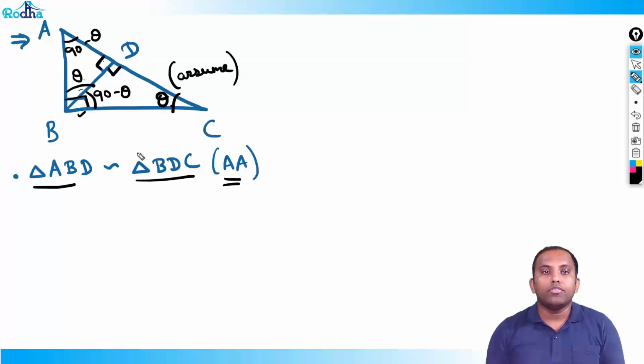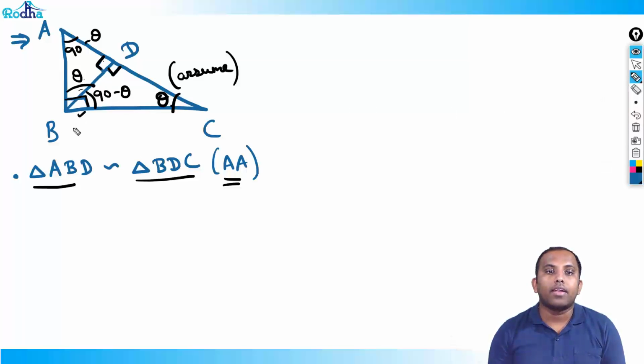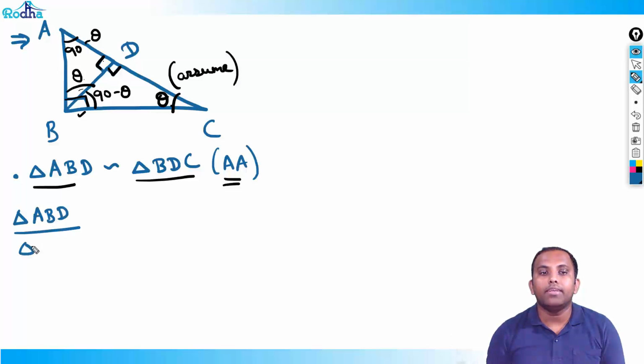Now if I write the ratio here, how to write it? Again by picking angles, we decide which triangle to keep in the numerator. Let's say triangle ABD in the numerator and triangle BDC in the denominator. In triangle ABD, pick any angle, suppose theta first. Here theta opposite is AD, and in triangle BDC theta opposite is BD. So I can write the ratio as AD upon BD.